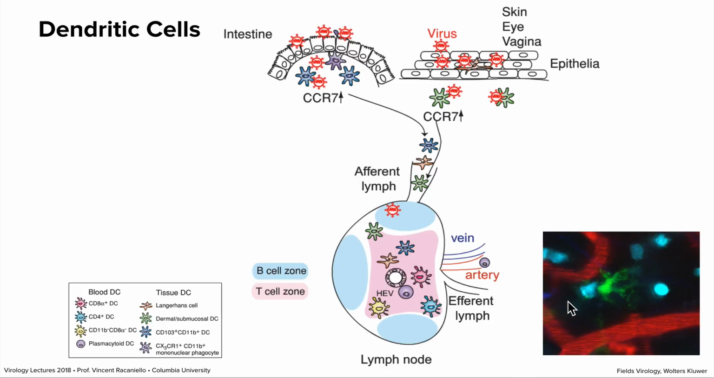And here on the right is a very cool picture of a dendritic cell, which is labeled green. It's very close to a T cell. And here there are blood vessels you can see as well. So this dendritic cell has presumably come in from the periphery, and it's asking the T cell to figure out what's going on with this particular molecule.